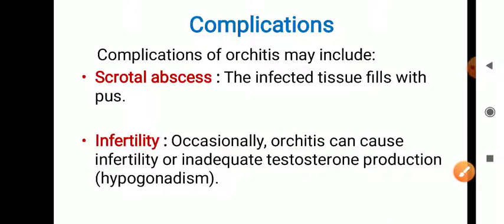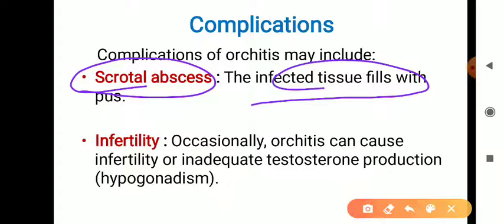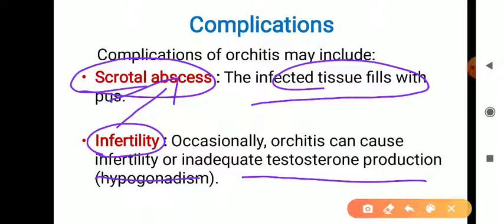Next, we will see the complications of orchitis. Complications of orchitis may include scrotal abscess. Scrotal abscess is the pus collection in the scrotum. Infected tissue is filled with pus that leads to scrotal abscess. And infertility. Orchitis can cause infertility or inadequate testosterone production.